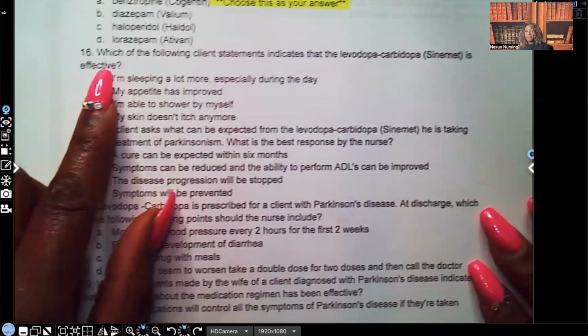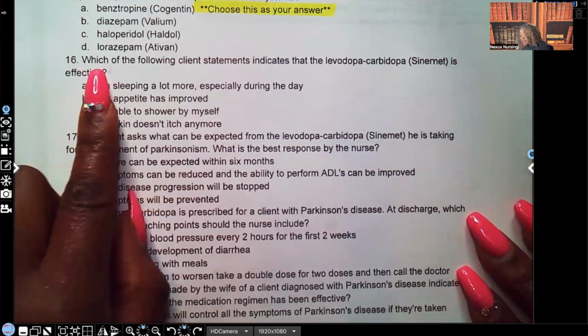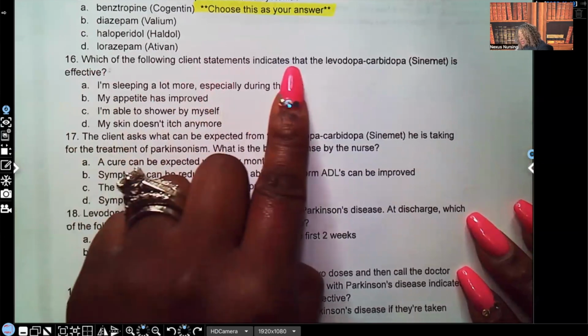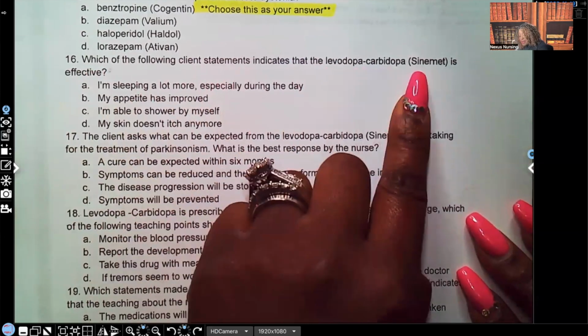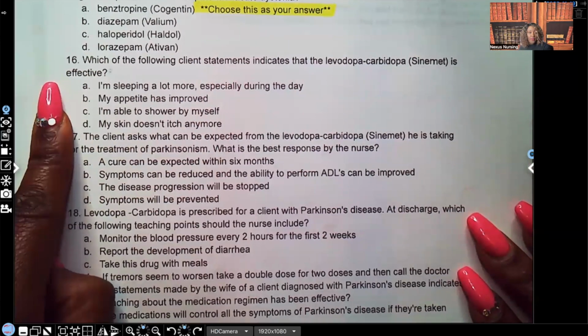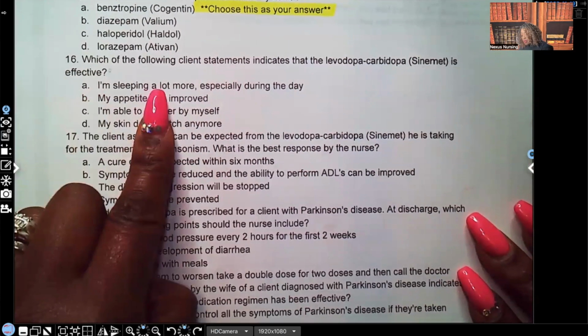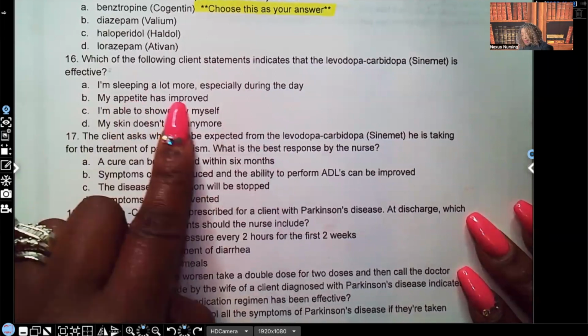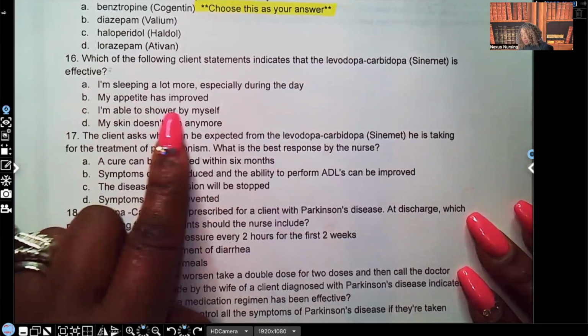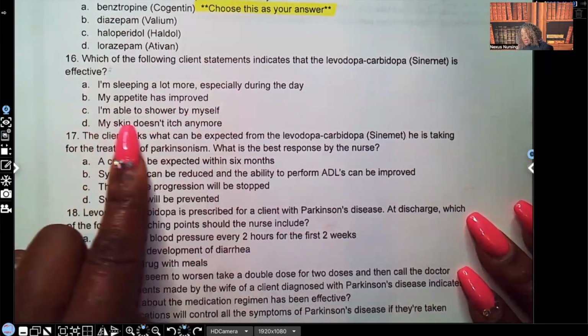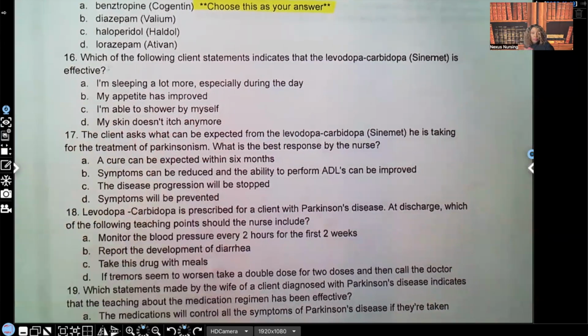Number 16. Which of the following client statements indicates that the levodopa-carbidopa is effective? A, I'm sleeping a lot more, especially during the day. B, my appetite has improved. C, I'm able to shower by myself. D, my skin doesn't itch anymore. What do you guys think?